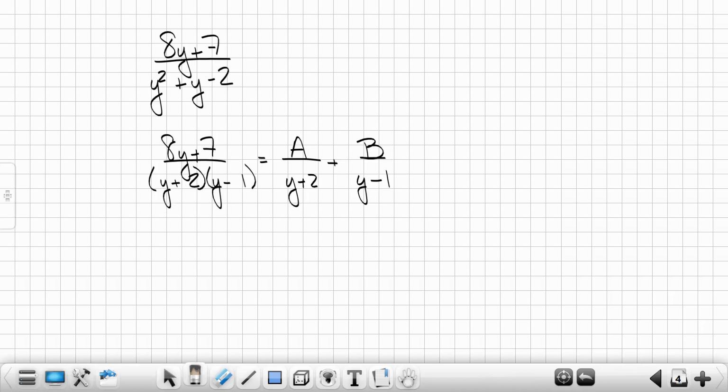We're going to do 2 more steps, and then this lesson will continue into tomorrow. So just please follow through for the 2 more steps. I'm going to multiply both sides by the LCD, which is y plus 2 times y minus 1.